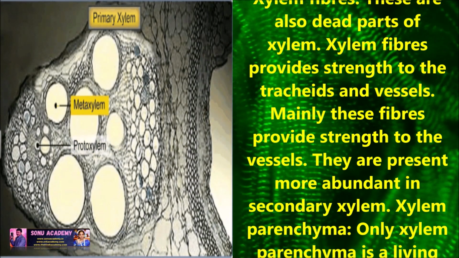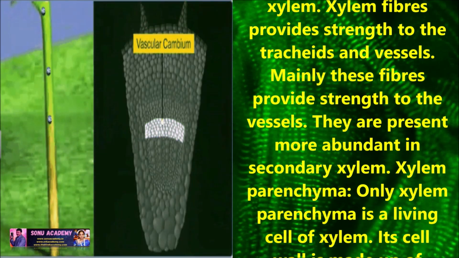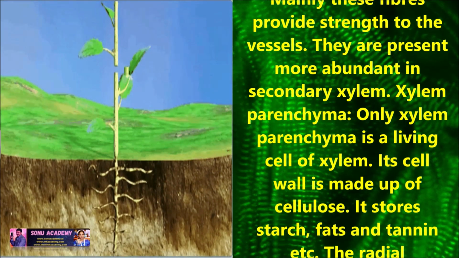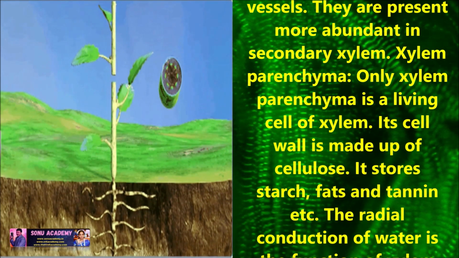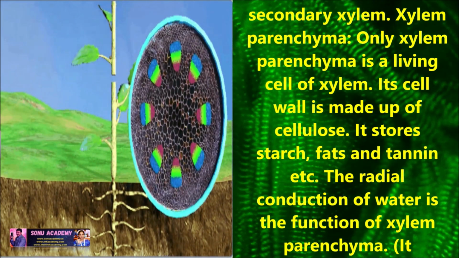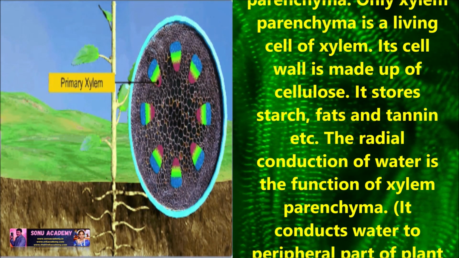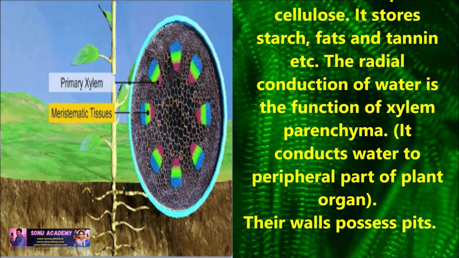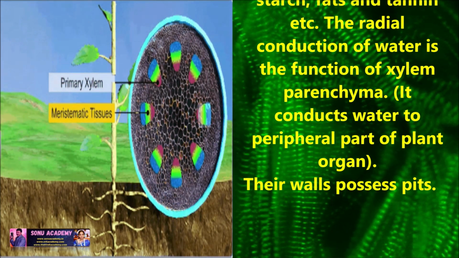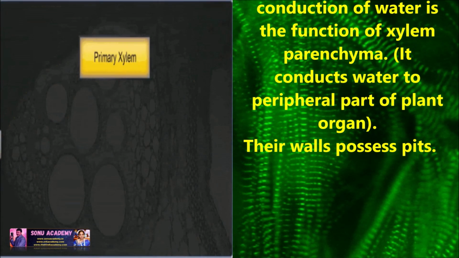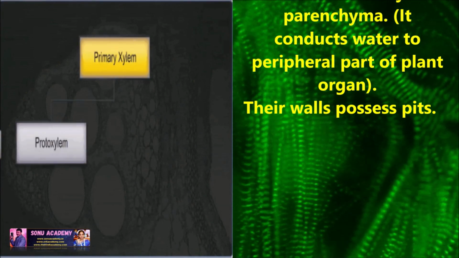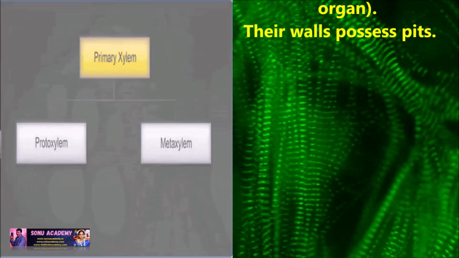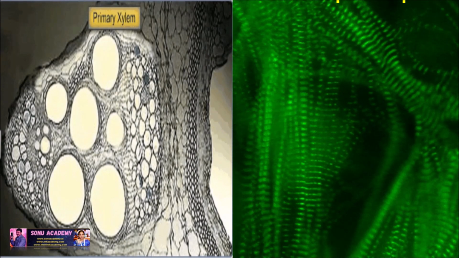Xylem fibers. These are also dead parts of xylem. Xylem fibers provide strength to the tracheids and vessels. Mainly these fibers provide strength to the vessels. They are more abundant in secondary xylem. Now let us discuss xylem parenchyma. Only xylem parenchyma is a living cell of xylem. Its cell wall is made up of cellulose. It stores starch, fats, tannin, etc. The radial conduction of water is a function of xylem parenchyma. It conducts water to the peripheral part of the plant organ. Its walls possess pits.